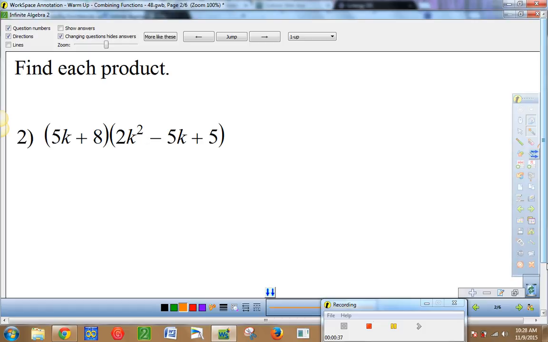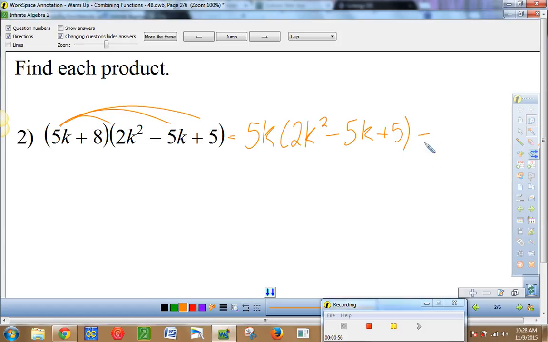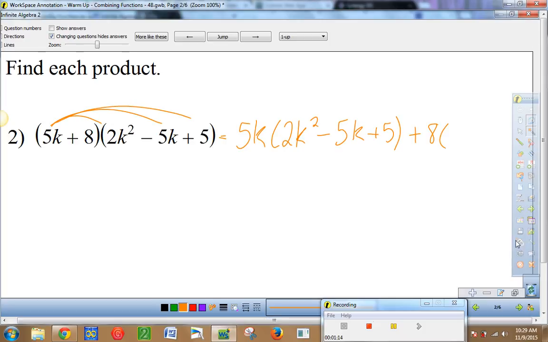Same thing. The exact same thing. Yeah. You're distributing 5k to each piece. So if you want to write it out, you're going to do 5k times this entire quantity, and you're going to do 8 times that entire quantity, which is going to take a little more space. So you do not have to write it out this way. It is just an extra little visual for those who need it.